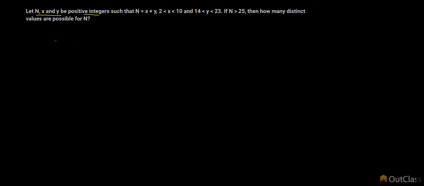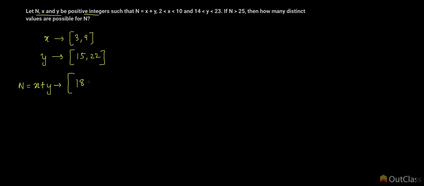So, x is basically between 3 and 9. y is between 15 and 22. So then x plus y should lie between 18, the lowest values added together, and 31, the highest values added together. Any integer value between 18 and 31 should be possible for x plus y, but they want n to be greater than 25. Another way of saying this would be n is greater than or equal to 26.